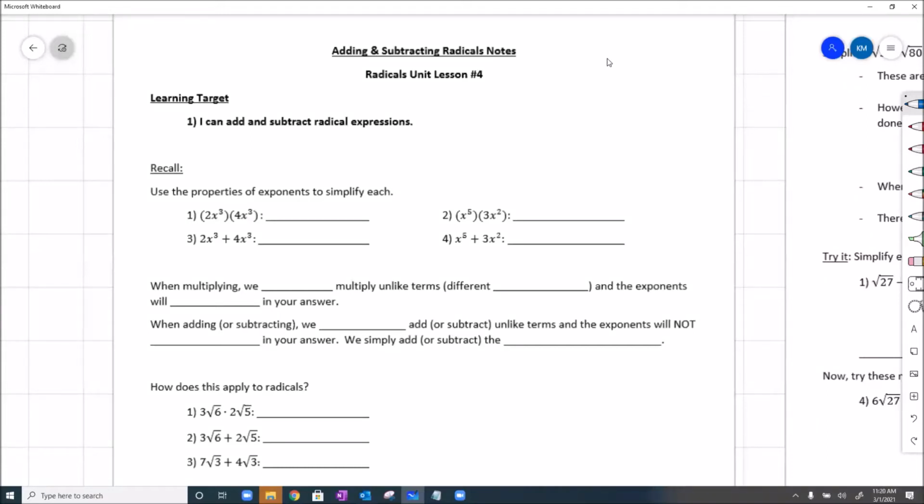Today we're looking at adding and subtracting radicals notes. At the end of this video, you should be able to add and subtract radical expressions. All right, it says use the properties of exponents to simplify each.